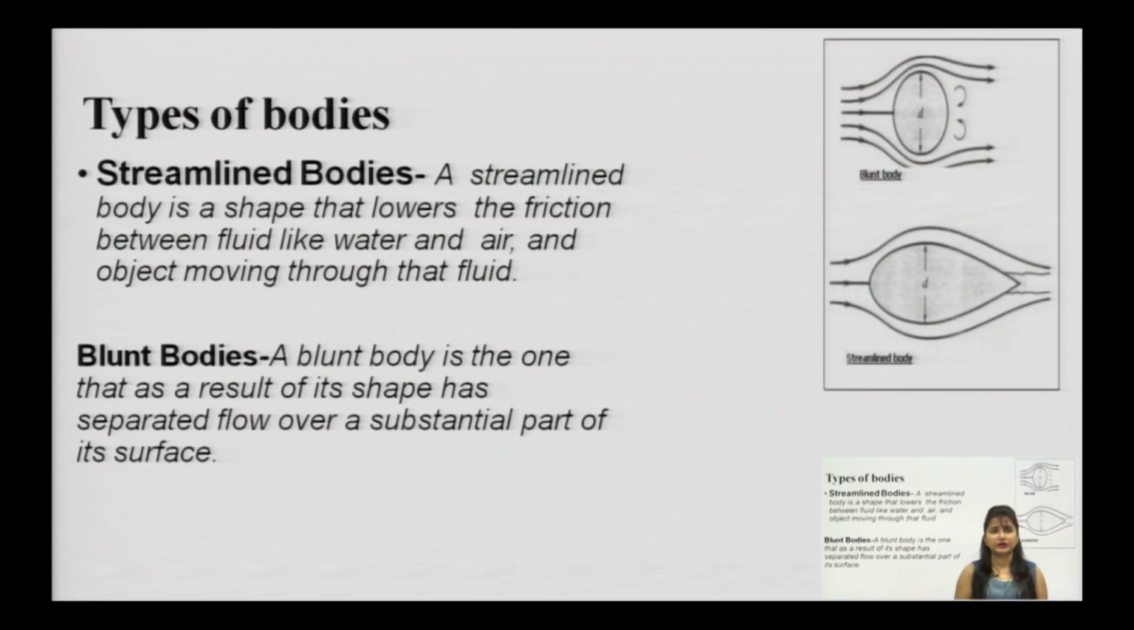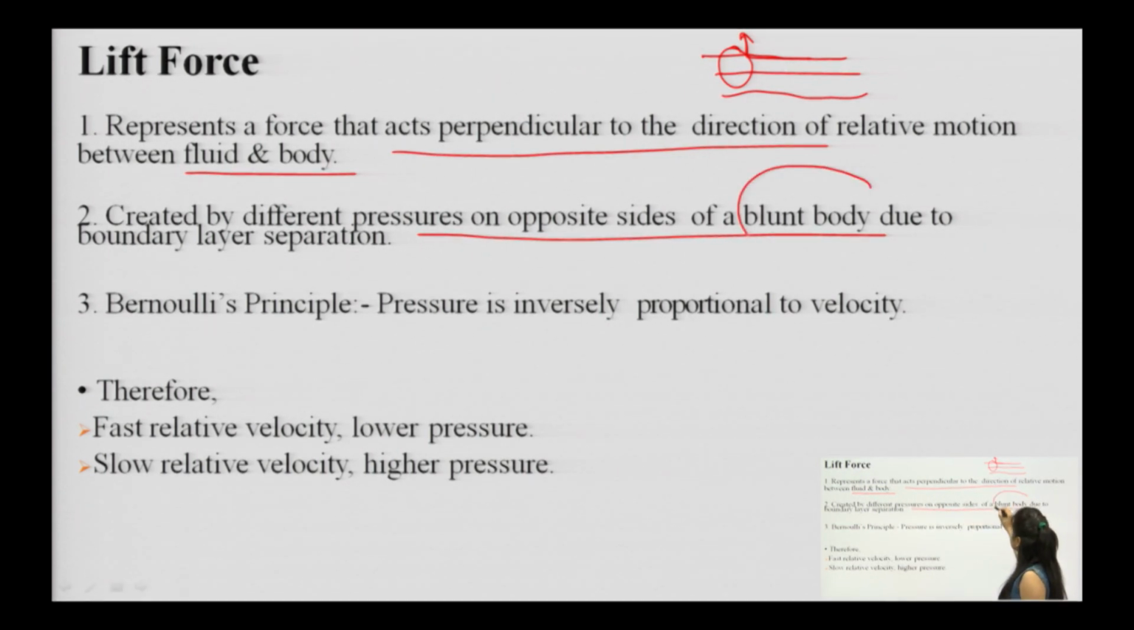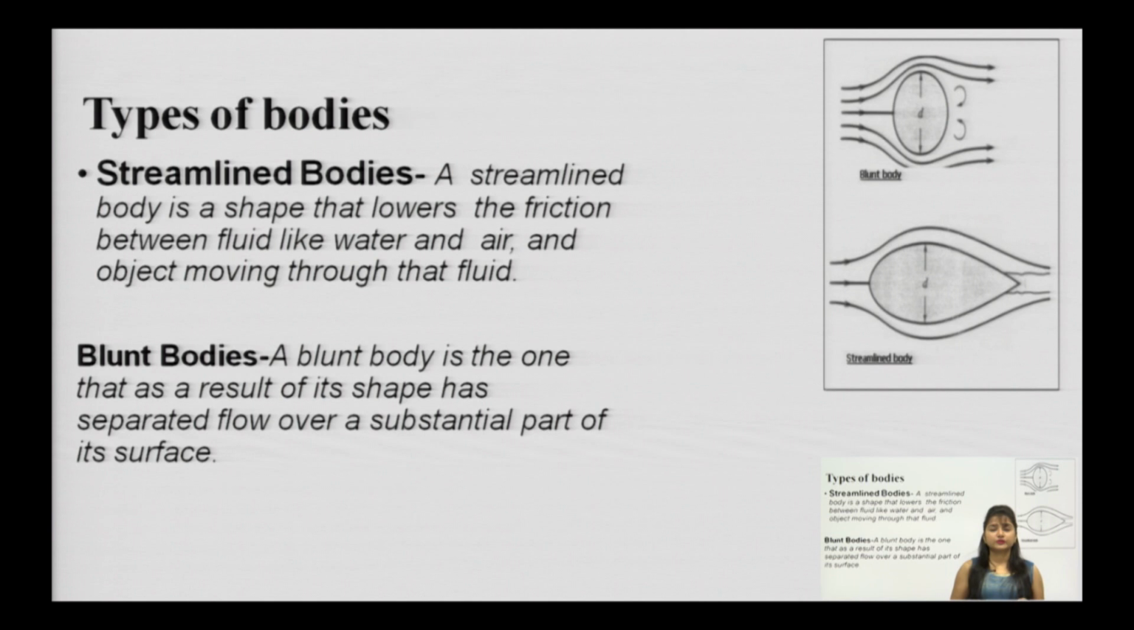Coming to the types of bodies, you can see in our previous slide we have seen the different pressure on the opposite sides of a blunt body. So, we will be discussing what a blunt body is, or types of body within drag and lift. There are basically two types of bodies, streamlined bodies and blunt bodies. Streamlined bodies are those whose shape lowers the friction between the fluid, like water and air, and objects keep on moving through that particular fluid.